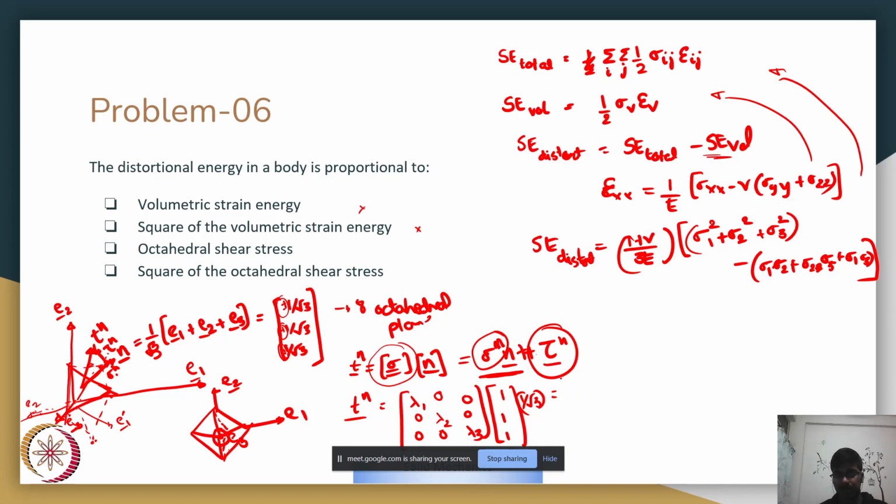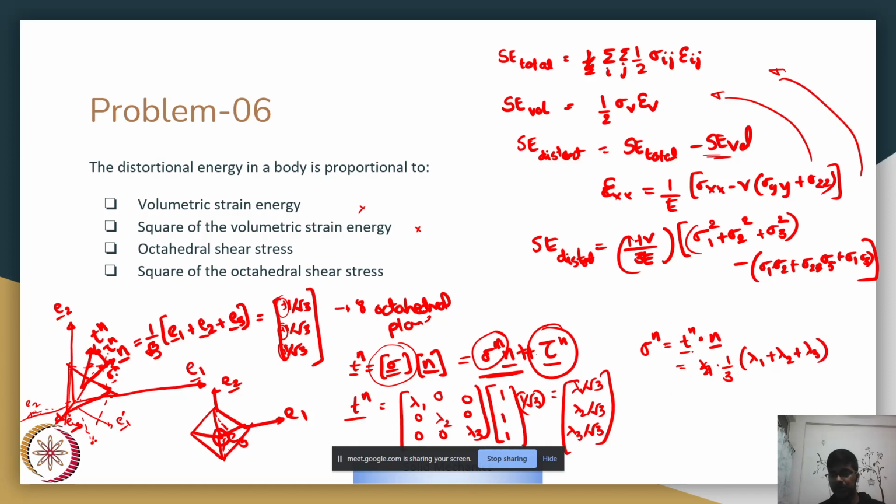As you can see, your Tn would look something like lambda 1 by root 3, lambda 2 by root 3, lambda 3 by root 3. Now if I want to calculate the normal component, it is nothing but Tn dot n. Tn dot n would give you the normal component sigma, which is lambda 1 into 1 by 3 plus lambda 2 into 1 by 3 plus lambda 3 into 1 by 3.